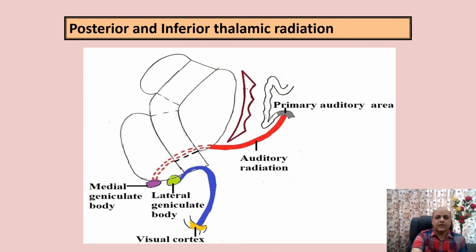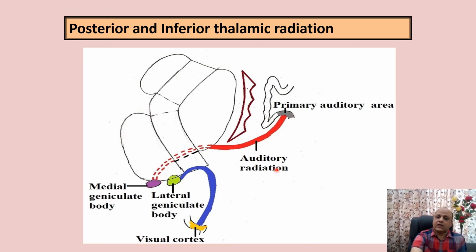So I move forward. Now this particular diagram is showing you the posterior and inferior thalamic radiation. They are highlighted here. Now students, you have to remember the word IMA, Indian Medical Association. So inferior colliculus fibers, they go to medial geniculate body, and from medial geniculate body they pass as auditory radiation to the primary auditory area. So inferior colliculus I, medial geniculate body M and auditory radiation A. So it goes to the auditory area.